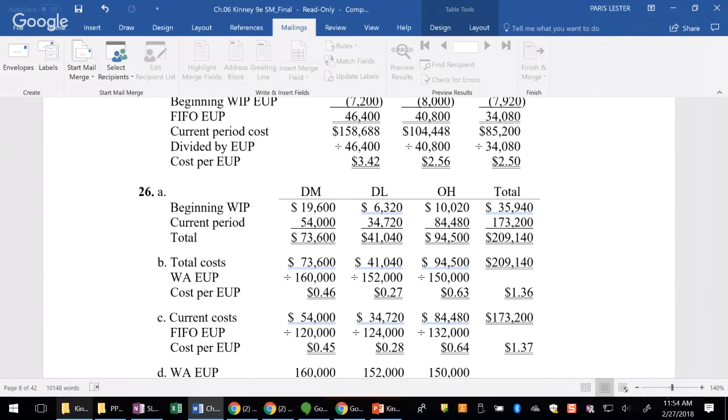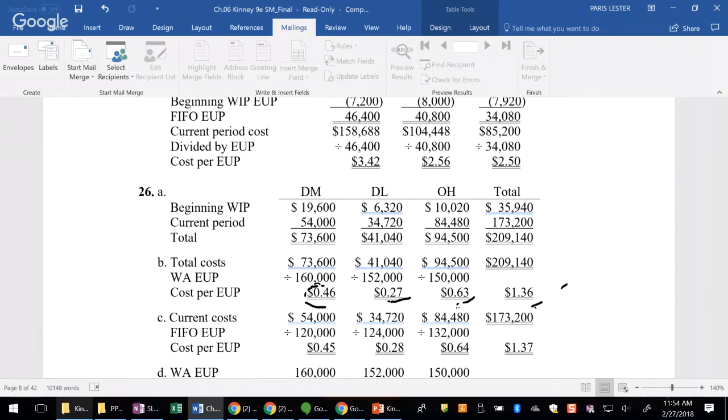26A. I guess we're doing B together, but this is what I wanted. Add your cost, 73, which was 19 plus 54, and you get 46 cents. Now, if you did the same thing for labor and overhead, you'd have got to 27 cents and 63, a total of $1.36. Now, what do you mean?